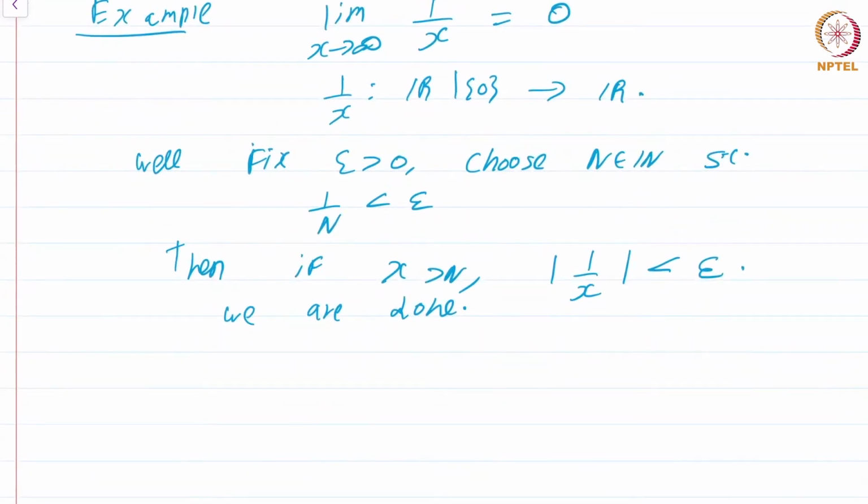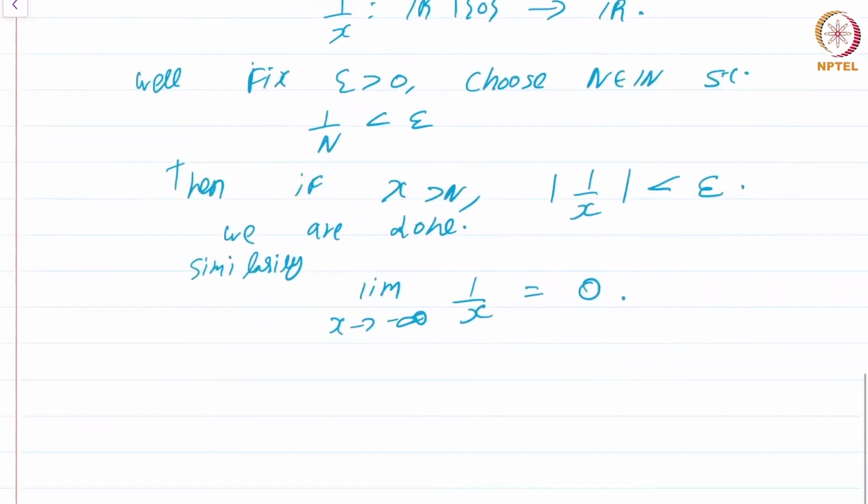Similarly, limit x going to minus infinity of 1 by x, this also converges to 0. Okay, x going to minus infinity doesn't change the behavior. 1 by x still goes to 0, not to minus 0, which makes no sense. Okay, now we come to the second definition.